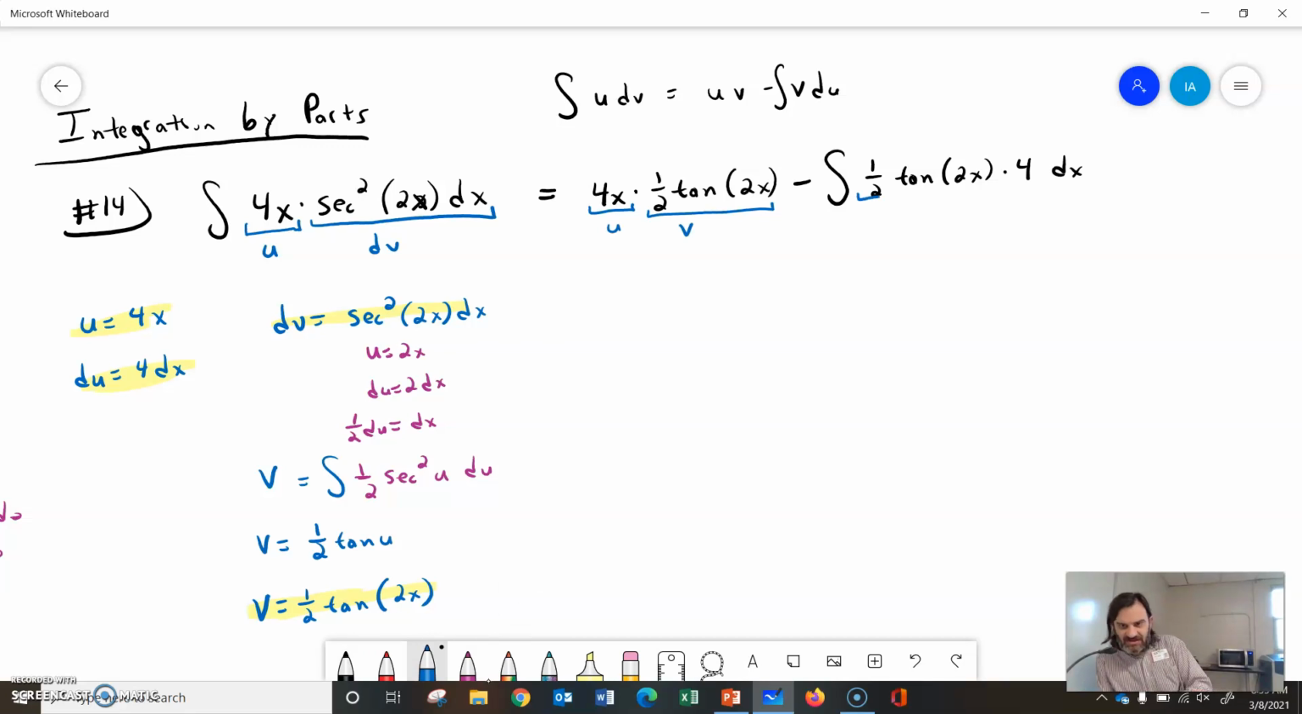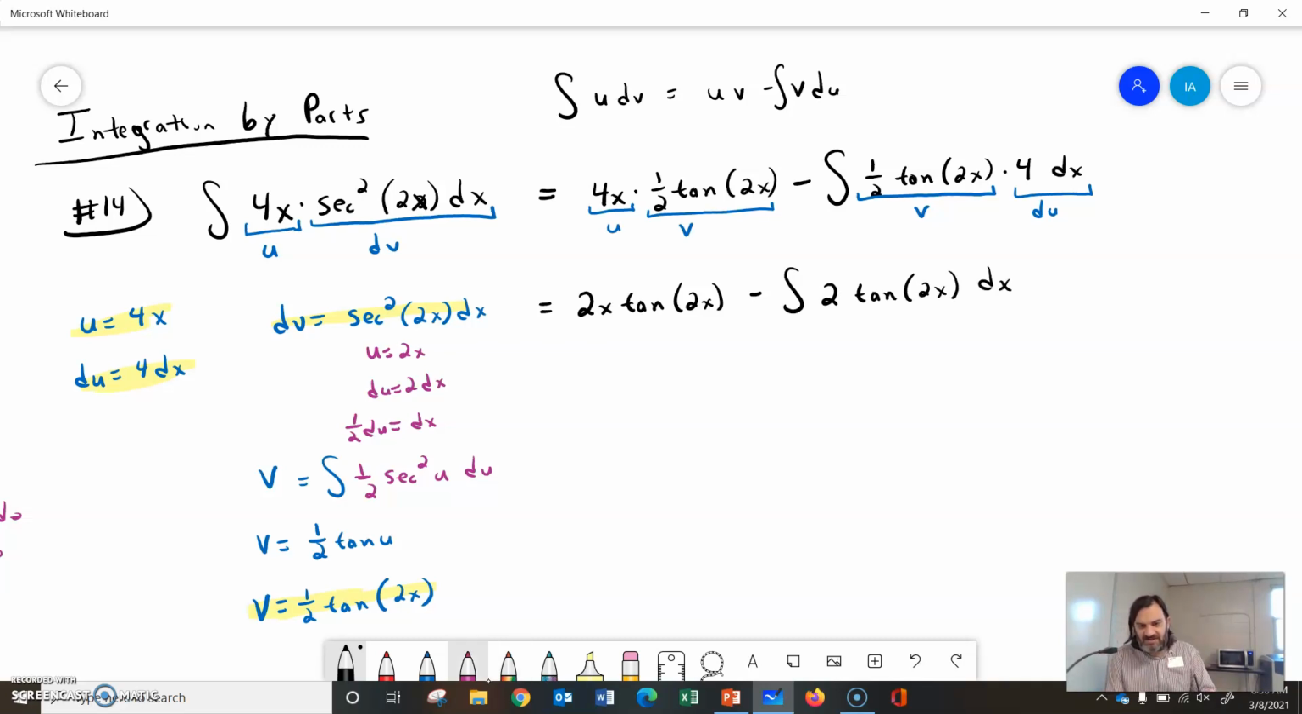So making sure you see where things come from here. Here is the v, here is the du. And this is going to work out very nicely. We're just going to bring down the first part. Actually, let's clean it up a little bit. That'll be 2x tangent of 2x. So we have minus the integral, and let's clean this up as well, 2 tangent of 2x dx.